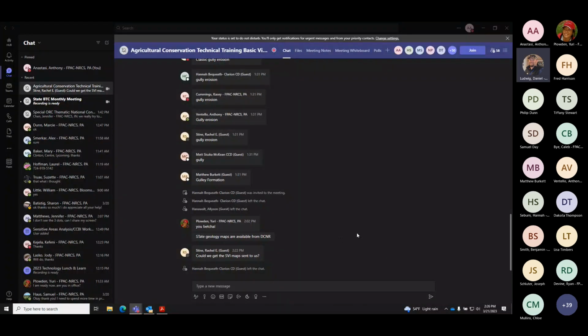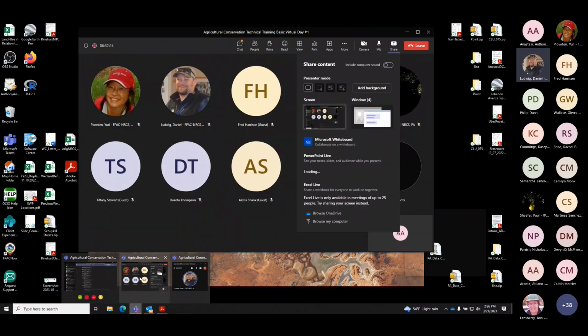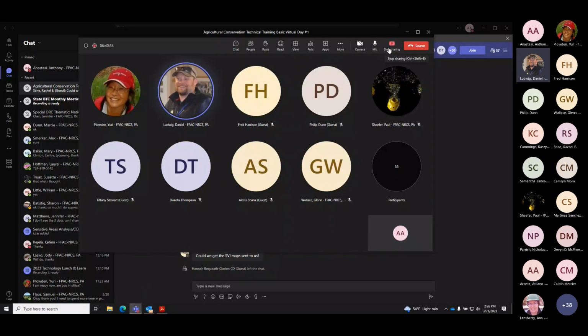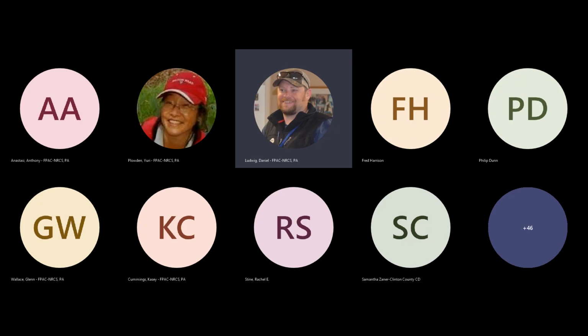Okay, thanks, Tony. So again, those SVI maps are a nice tool because when we start talking about the systems approach in ACT methodology, we can't stress enough through our conservation planning efforts that we have to really look at the entire field, the entire landscape, and try to find the systems of practices that are going to allow us to treat a resource concern and prevent it from happening in the future.